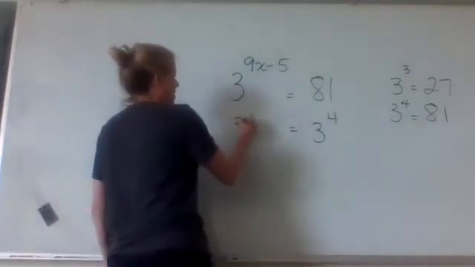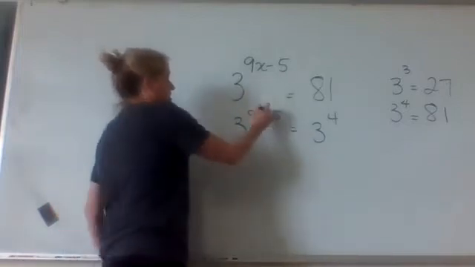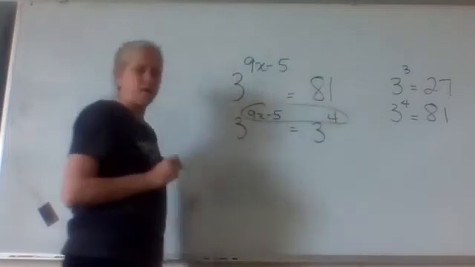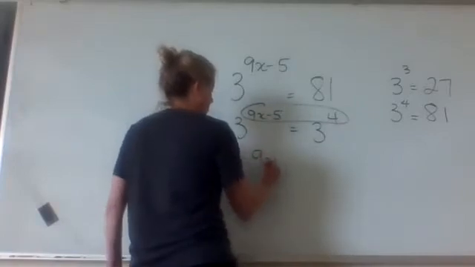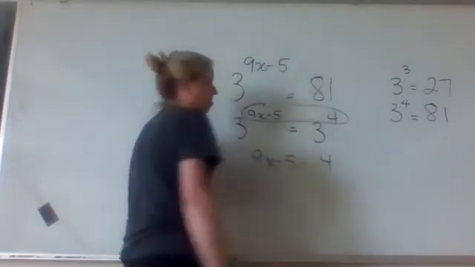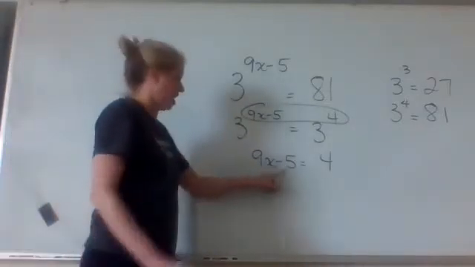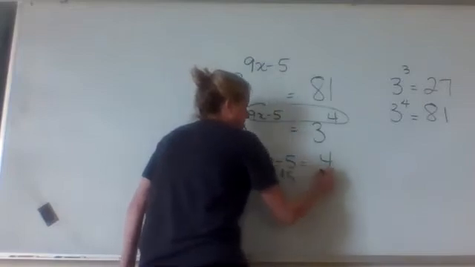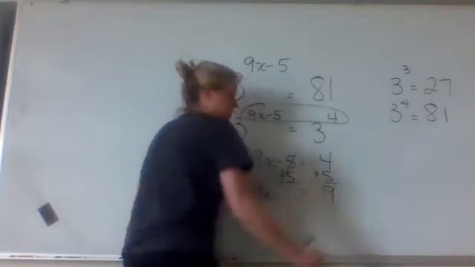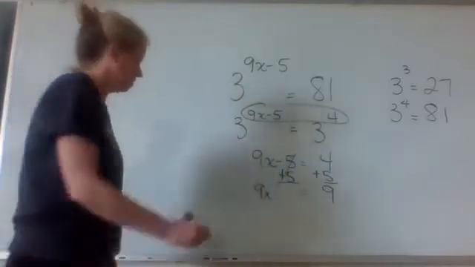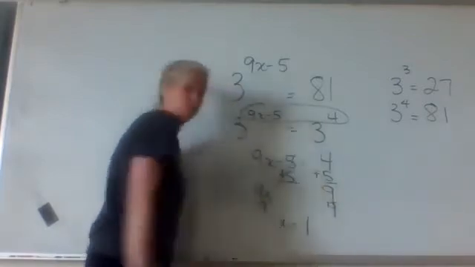Over here, I have 3 to the 9x minus 5 power. So since my bases are the same, I just need to set up my exponents to be the same. So here I have 9x minus 5 equal to the other exponent, which is 4. Solve it for x. So get rid of the minus 5 with a plus 5. So 9x equals 9 and divide by 9. So x equals 1.